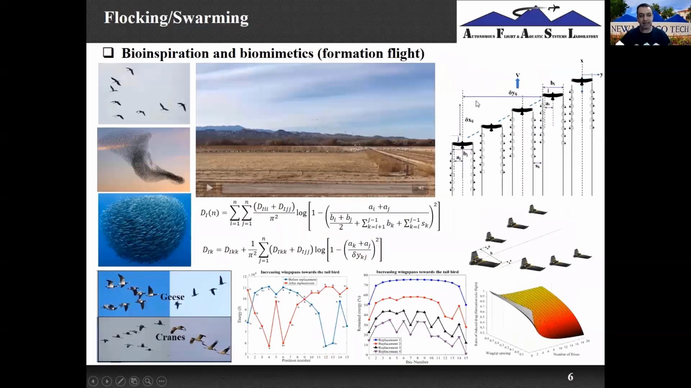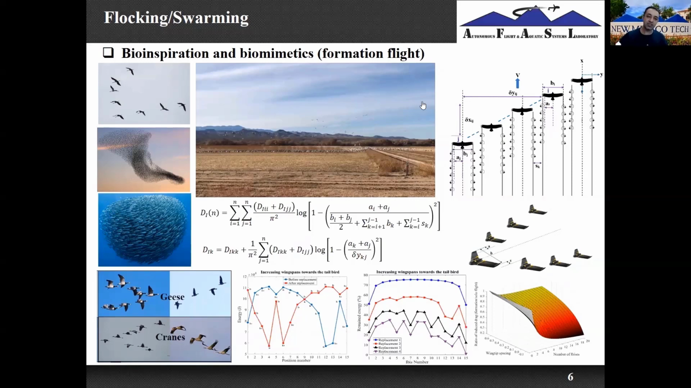As I said, looking at nature shows us some benefits, and it can help us design novel systems that have higher efficiency than other available systems. Most of you have seen the formation flight of aircraft, flying in a V formation, in Echelon flight, or in different configurations, flying together. So what benefits are we getting from this?